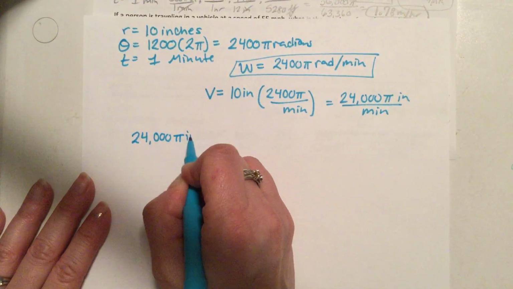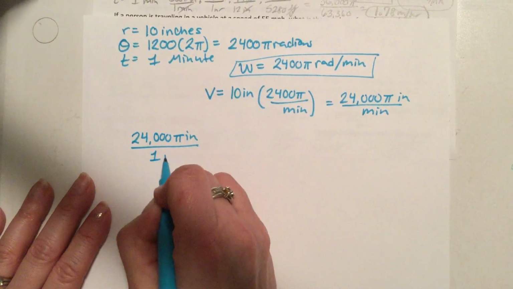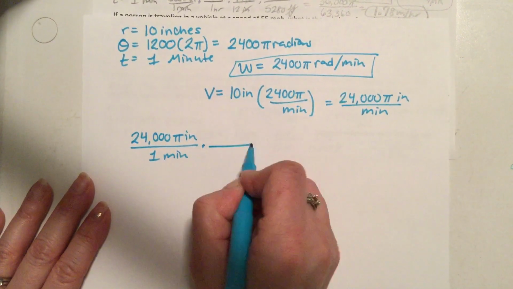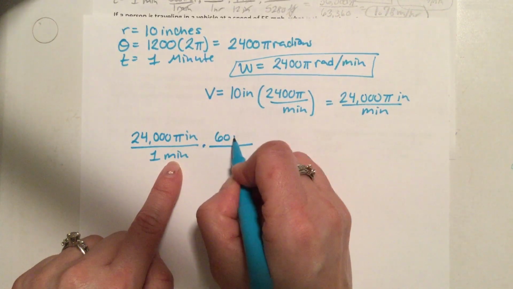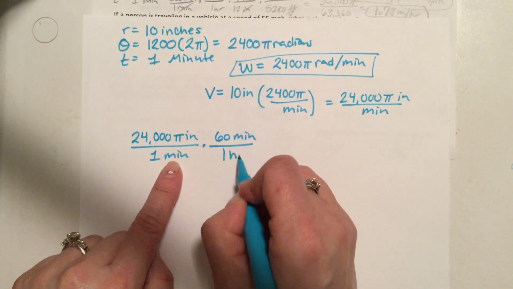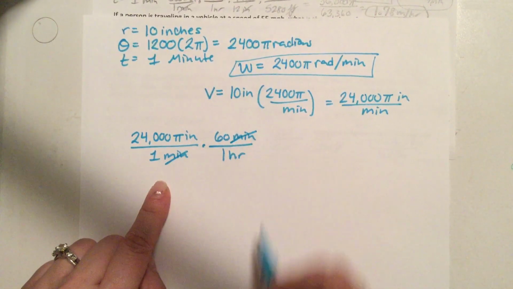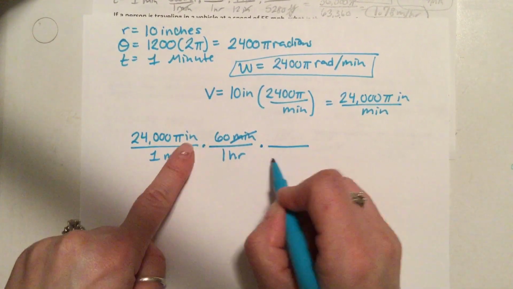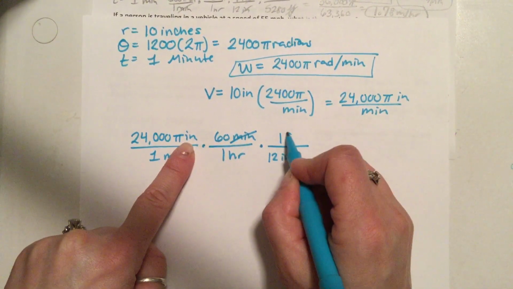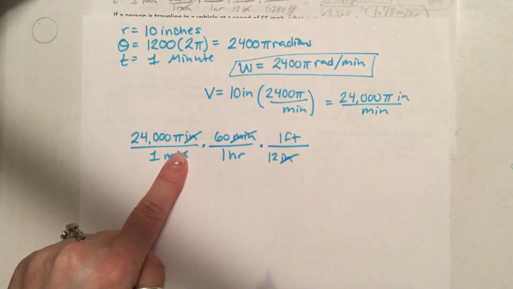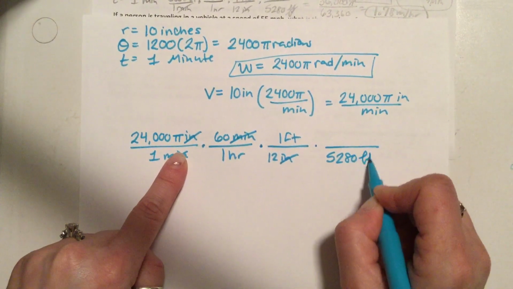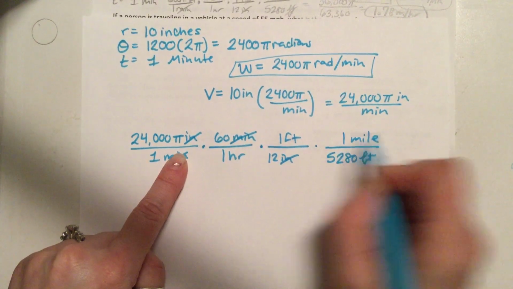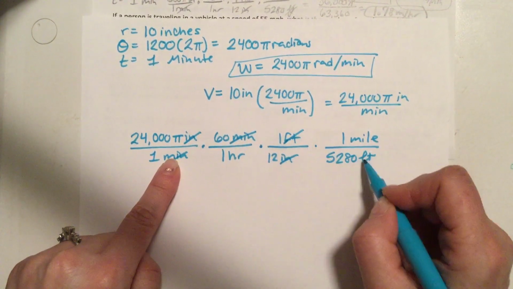24,000 pi inches is where I'm at now, and it's at 1 minute. I want to go miles per hour. So let's convert minutes to hour. So 60 minutes goes with 1 hour. Minutes cancels minutes. Inches. 12 inches goes with 1 foot. Inches cancels inches. 5,280 feet goes with 1 mile. So now, where's my feet? There we go. Feet cancels feet.